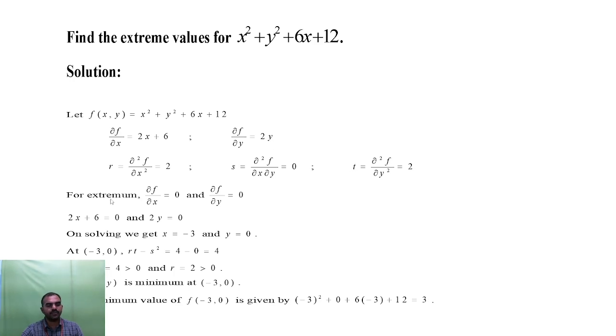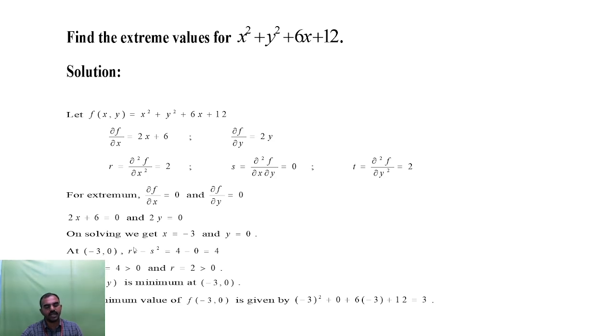Next, for an extremum, ∂f/∂x equals 0. ∂f/∂x is 2x plus 6 equal to 0, and ∂f/∂y equal to 0, where ∂f/∂y is 2y, so 2y equals 0 and y is equal to 0. In 2x plus 6 equal to 0, taking 6 to the right-hand side gives 2x equals minus 6. What is the x value? Minus 3. So we get the stationary point, minus 3 comma 0.